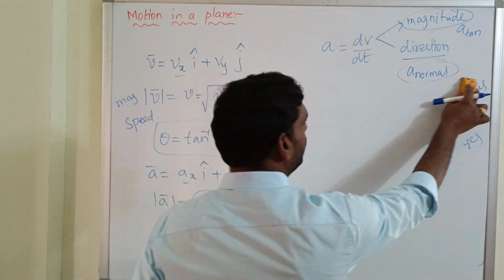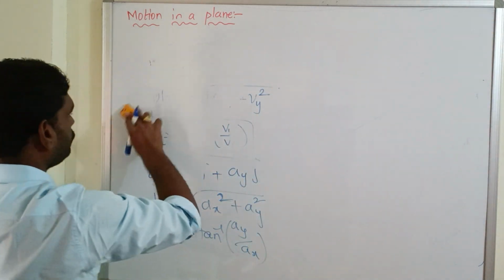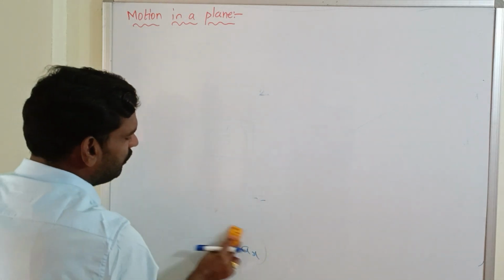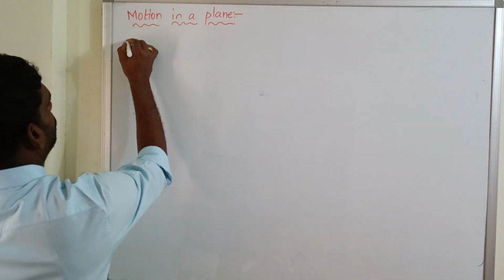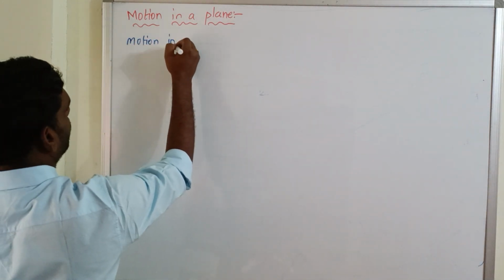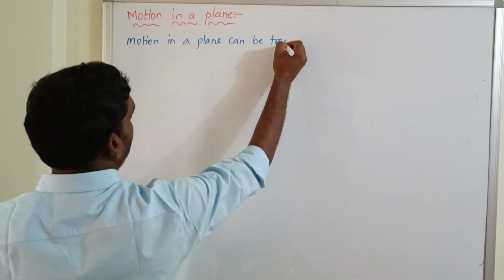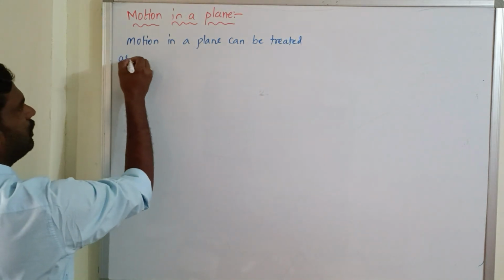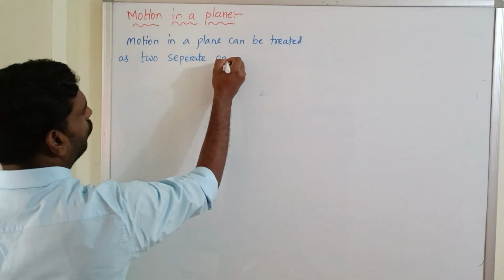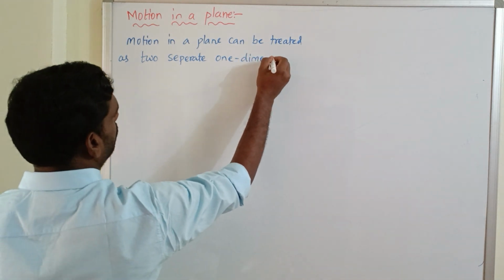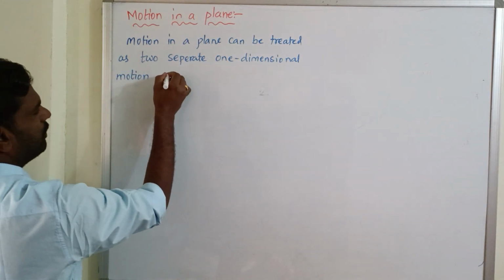Now I am going to explain the equations of motion. I am giving you the definition of motion in a plane. Motion in a plane can be treated as two separate one dimensional motions simultaneously.